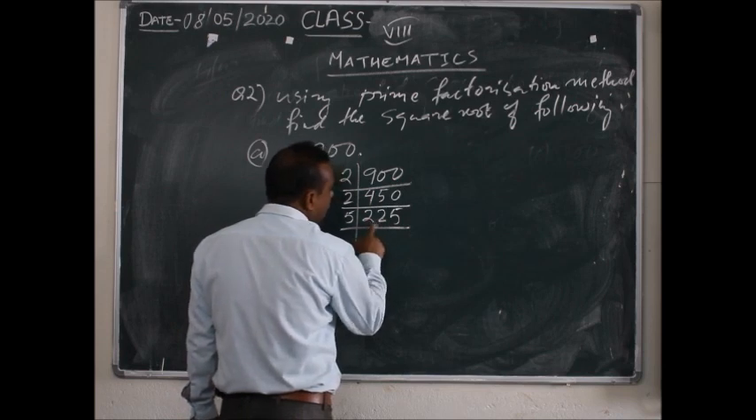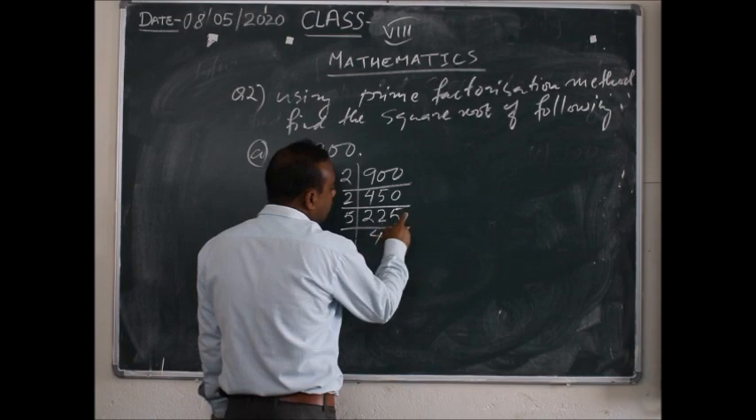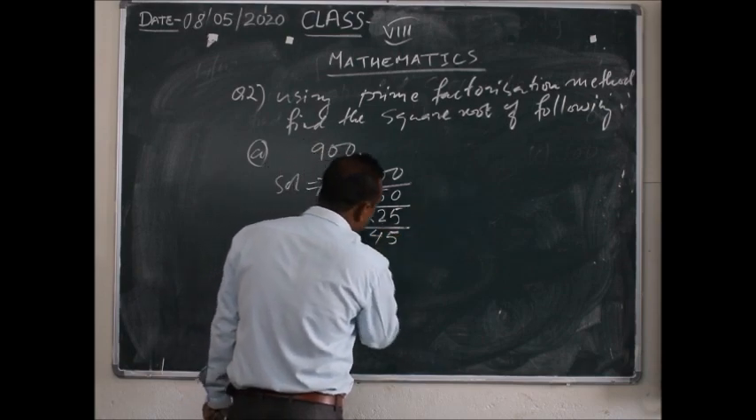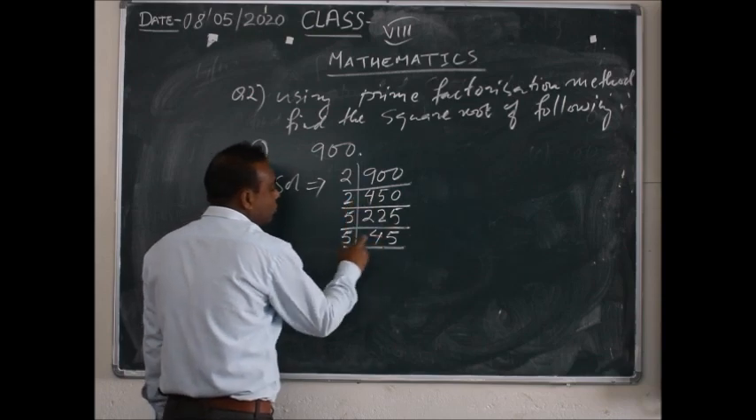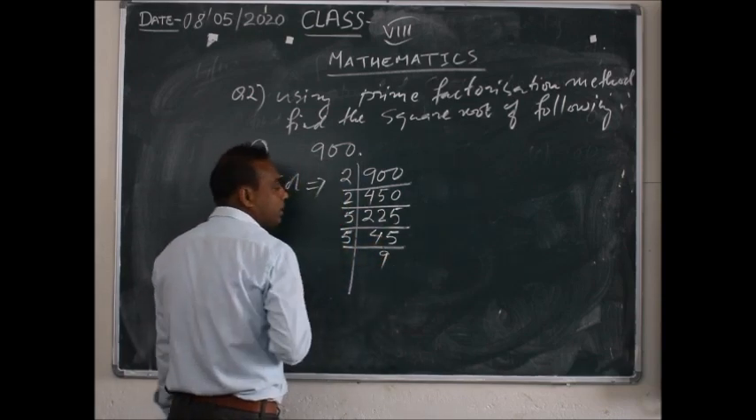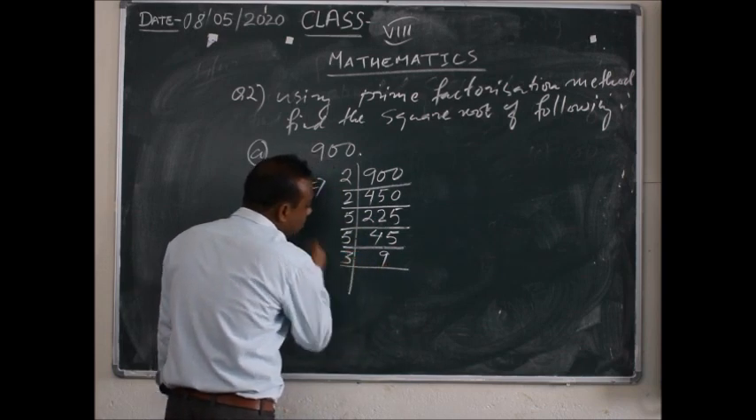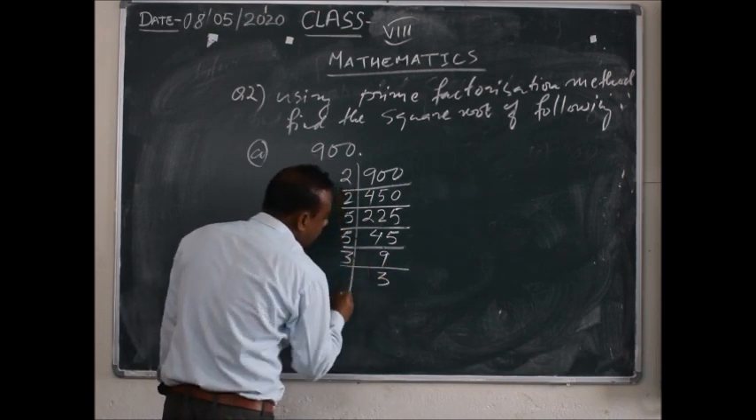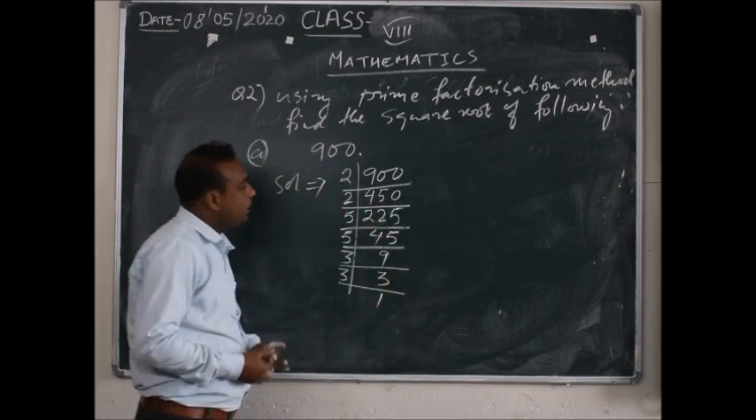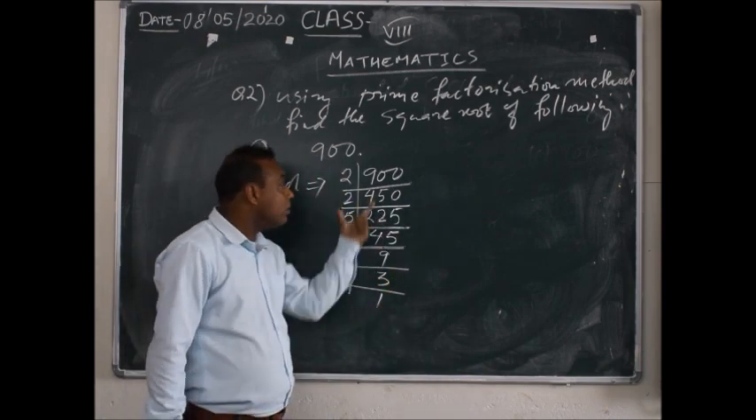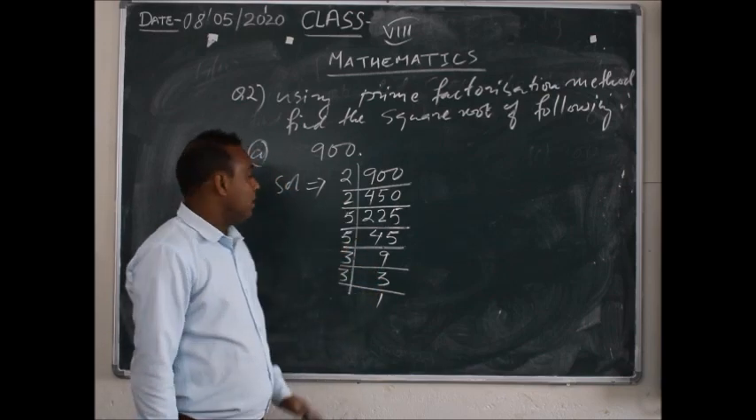Directly you will get 22 here. 5 4s are 20, 2 is left, so again 5 5s are 25. Now 45, again you can divide by 5. 5 9s are 45. And now the single digit 9 you can directly divide by 3. 3 3s are 9, and the last is 3 1s are 3. Like this you have to do it. This is known as the prime factorization method. Like this you have to divide it.